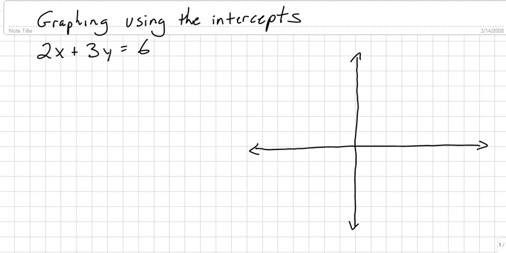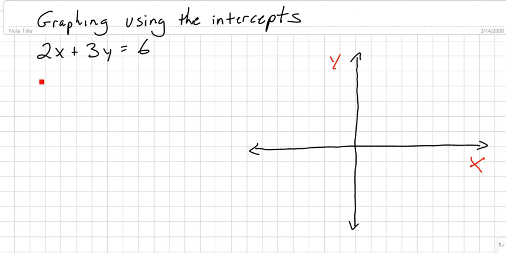Alright, this is called graphing using the intercepts. We have an equation in standard form, 2x plus 3y equals 6. When we're asking for the intercepts, we're actually asking for where this line crosses both the y-axis as well as the x-axis. To solve that, we simply have to substitute 0 in for one of the values to find out what the other coordinate is.